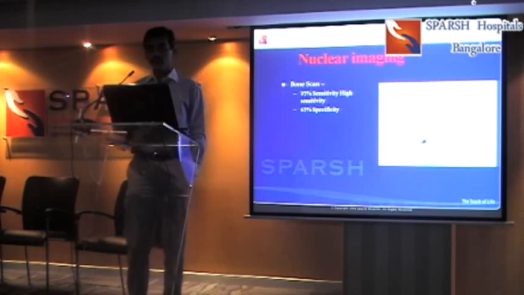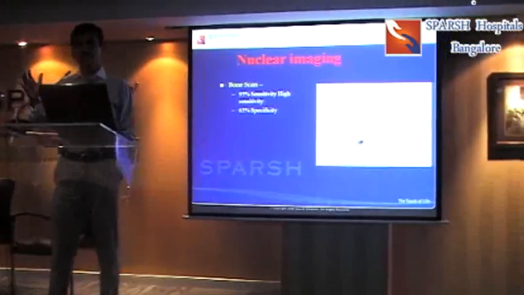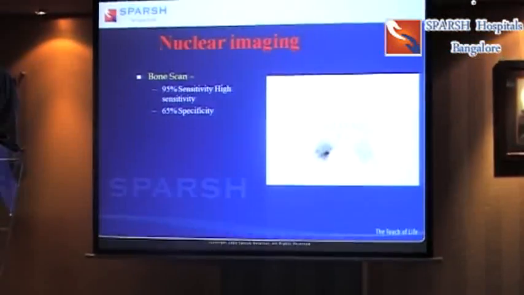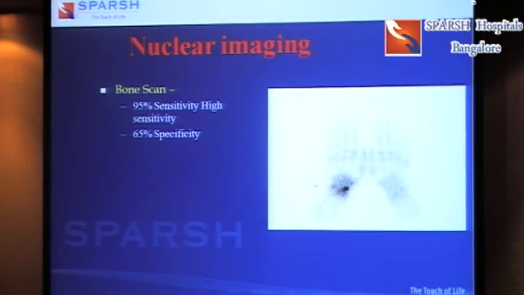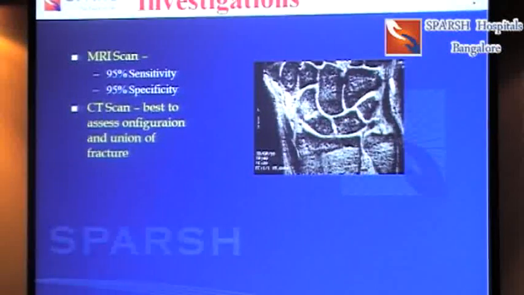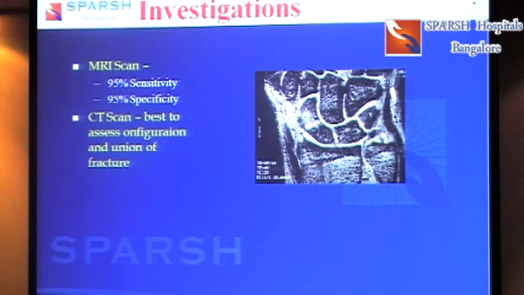So you can do a bone scan at each stage, and if there is a high uptake, it probably indicates there is a fracture. But specificity is very low. It's 65%. So in order to identify even better, what will you do? MRI scan has more sensitivity and specificity also. So you can more or less pinpoint where the fracture is. There will be some minor changes.